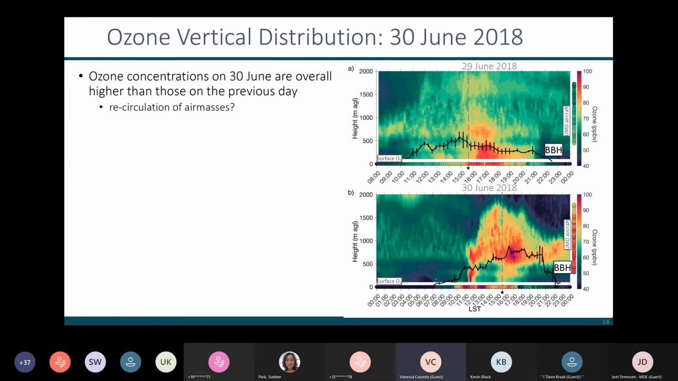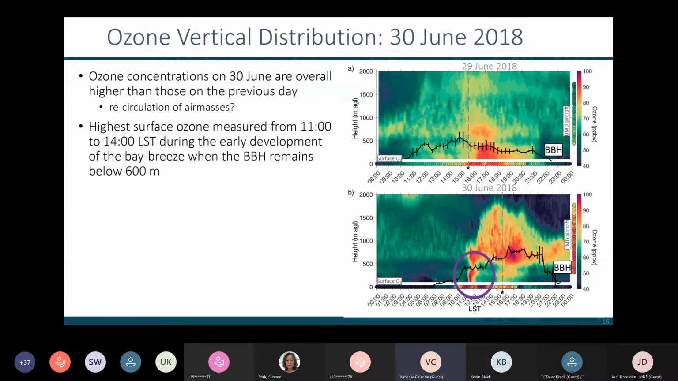Sorry about that. And that kind of comes back from what we know about Bay Breezes. When we tend to have consecutive Bay Breeze days, we tend to just recycle and recirculate air masses. So here that could be explaining that a little bit. But again, just a little bit of a theory of what we've seen in previous cases before.